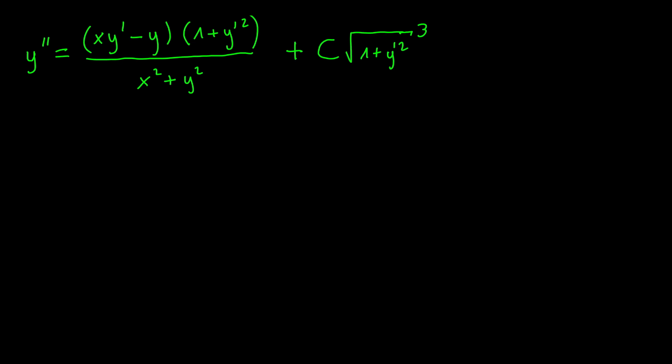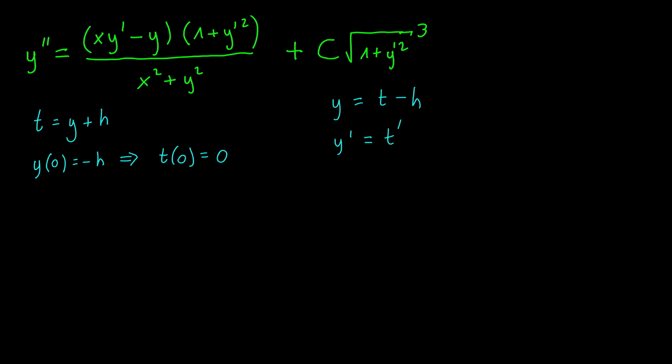In fact, let's get back to the differential equation for a bit. Let's substitute t equals y plus h here. This will make t of 0 equal to 0 and the celestial object be at 0h. Then y equals t minus h, the derivative of y is the derivative of t, and the second derivative of y is the second derivative of t. And the equation takes the form.